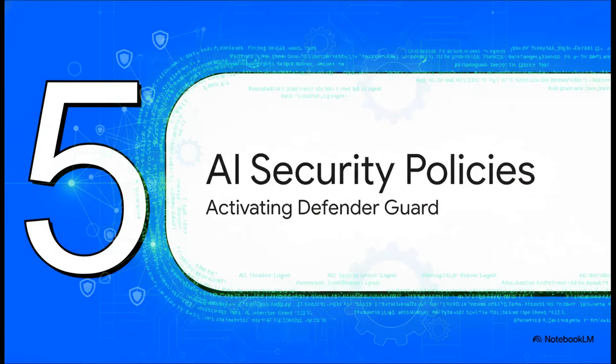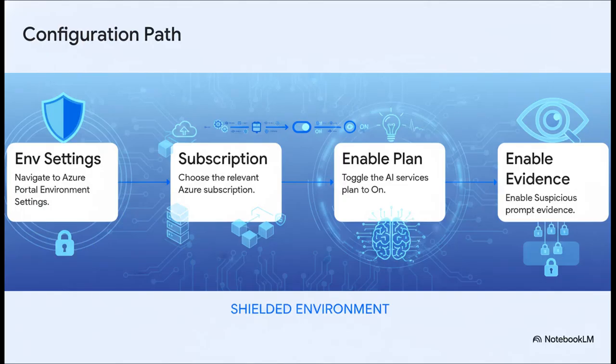Which brings us to Section 5, activating AI security policies. Okay, so how do you actually deploy this? Let's walk security admins and SOC analysts through the implementation phase. Honestly, the best part of all this is how ridiculously easy it is to deploy. It's basically 4 steps. First, you navigate to Defender's environment settings in the Azure portal. Second, you select your relevant Azure subscription. Third, toggle the AI services plan to on. And the fourth and incredibly vital last step, make sure suspicious prompt evidence is enabled. Just like that, a totally vulnerable subscription is transformed into a shielded environment.